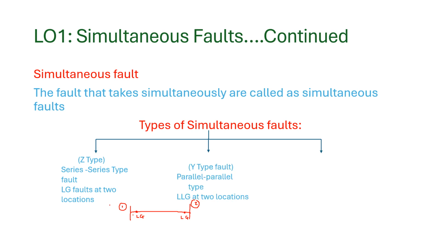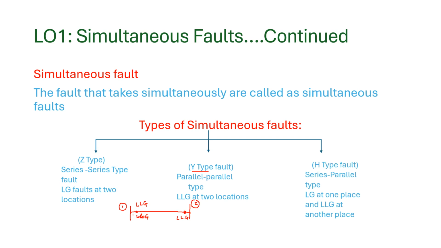Then we have another type of simultaneous fault, which is called the Y type of fault. What is the Y type of fault? It is also called the parallel fault. Here we have LLG at two locations. Suppose at the receiving end we have an LG fault, and also a line to line ground fault takes place at the receiving end simultaneously at the same instant of time, then we say the Y type of fault has taken place.